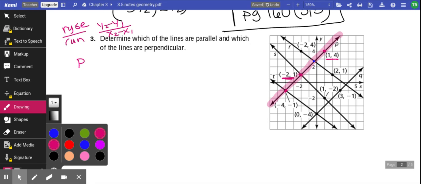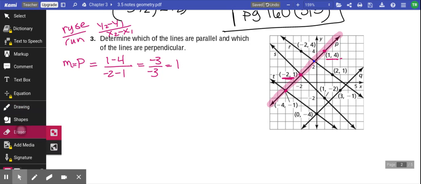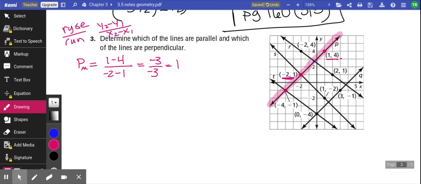Okay, so the slope of P is going to equal, I'm going to subtract my y's, so 1 minus 4, and then I'm going to subtract my x's, -2 minus 1. So here I have -3 over -3, which is +1. So that's my slope of P. I'm going to write it with a little m. That tells me that's my slope of P.